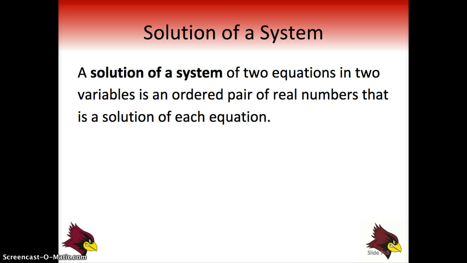So when we're dealing with different sets of line equations, we're describing a solution of a system. A solution of a system of two equations in two variables, most often x and y, is an ordered pair of real numbers that is a solution of each equation. In future topics, you may get complex or imaginary numbers, but mostly we're going to be dealing with real solutions.